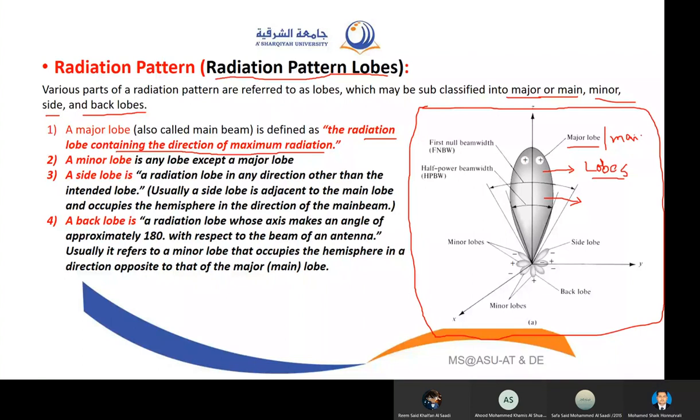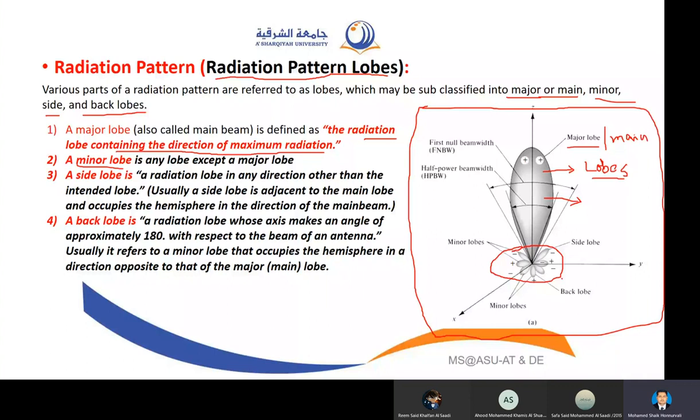Next, minor lobe. What is a minor lobe? Other than the major lobe, it can be all these lobes. All other lobes other than the major lobe are known as minor lobes.